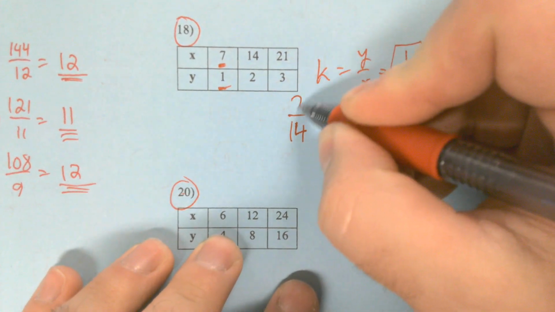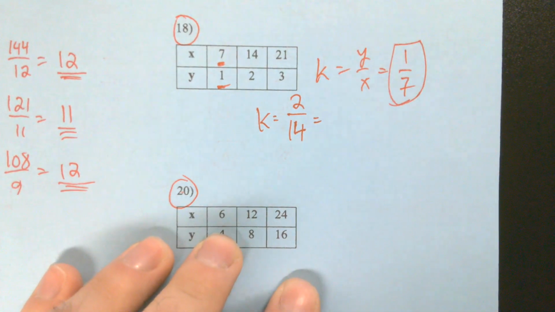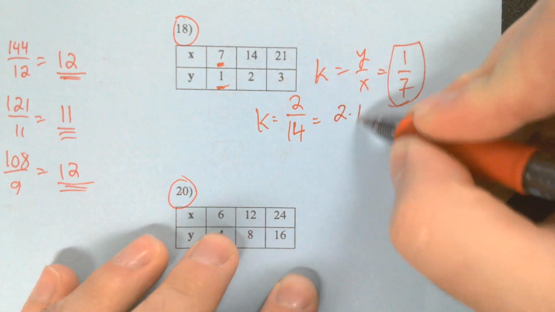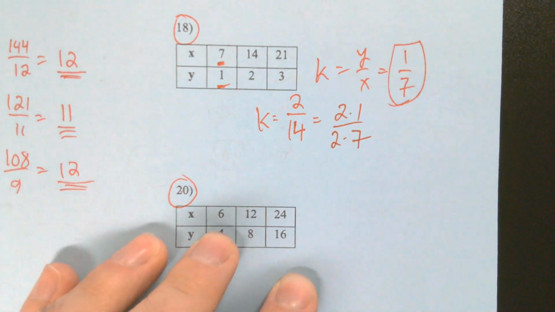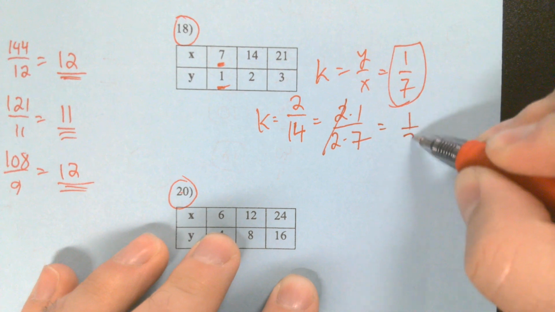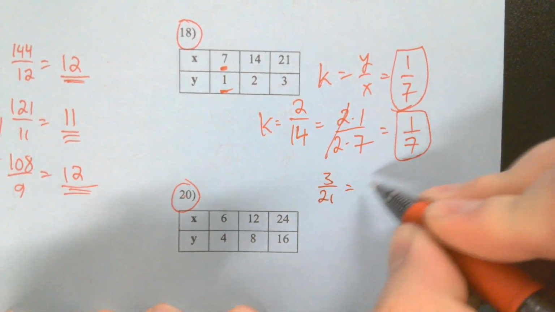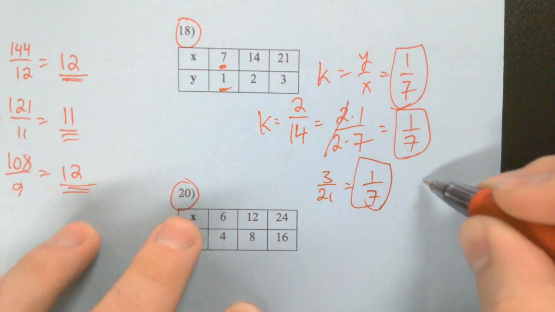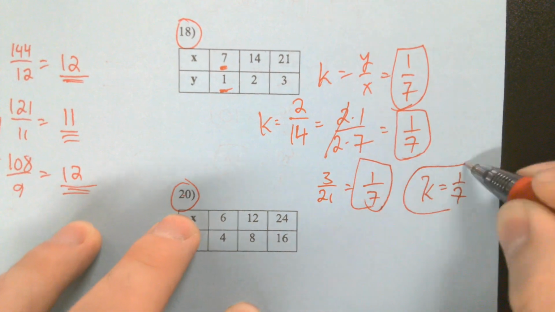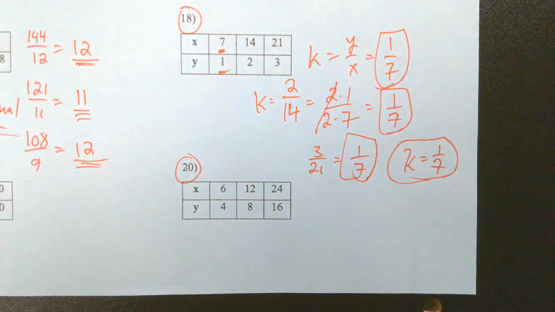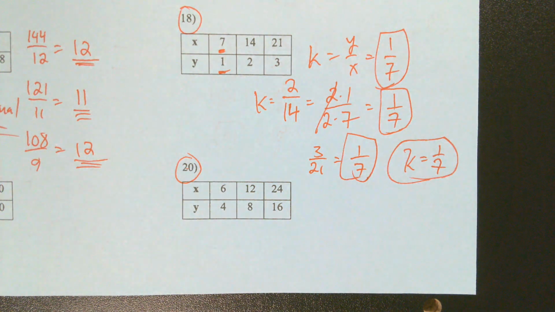If we do 2 over 14, what would that simplify to? If we have 2 times 1 over 2 times 7, cross out the 2's and we get 1 over 7. And 3 over 21 gives us 1 over 7 as well. So this one is proportional. We do have a constant of proportionality, which is 1 over 7. Totally fine if it's a fraction.